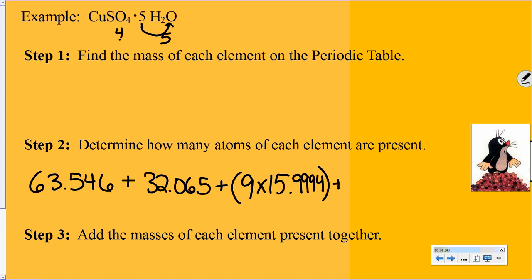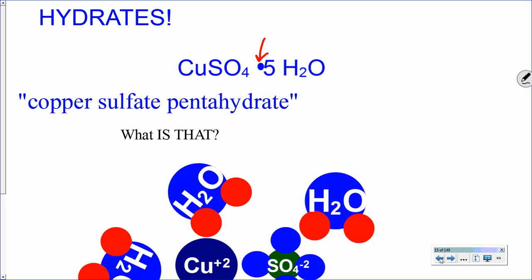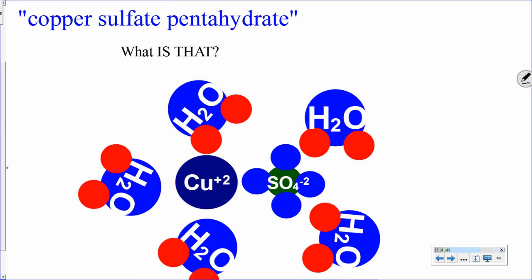And last but not least, I have 5 groups of water, which means I have these 10 hydrogens right here. So I'm doing 10 times 1.00794. And just to give you a little idea of kind of how the formula relates to that, if you were to count things on here, copper is straightforward, sulfur is straightforward. The blues are oxygens. 1, 2, 3, 4, 5, 6, 7, 8, 9 oxygens. For your hydrogen, 1, 2, 3, 4, 5, 6, 7, 8, 9, 10. So that's where those numbers come from.